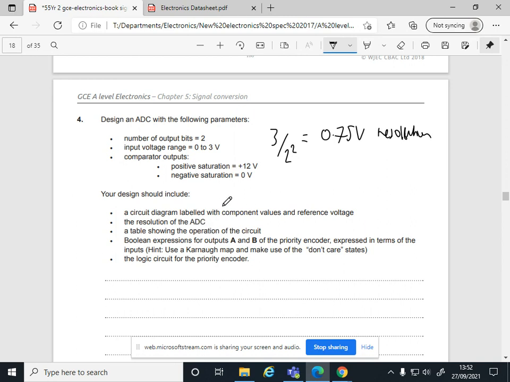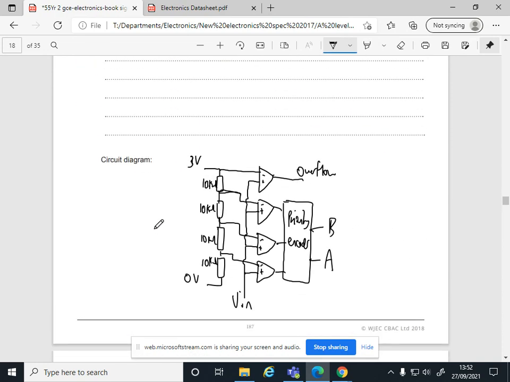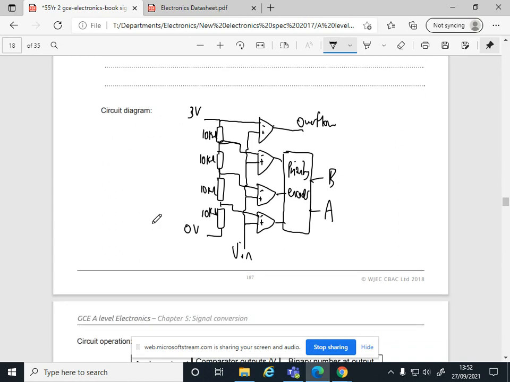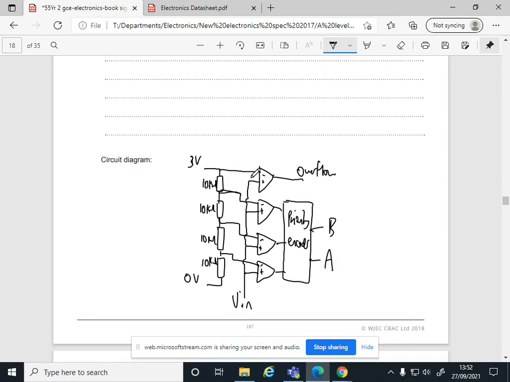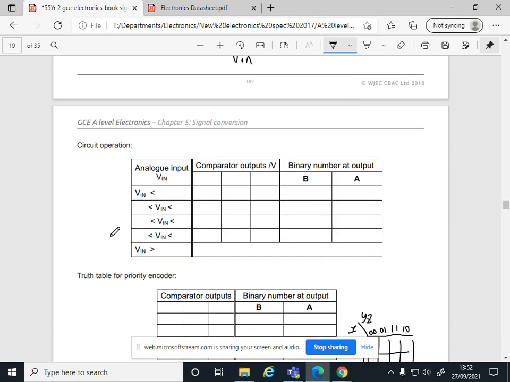Right, so what we need to do is first of all design it. At the end, we're going to look at some Boolean expressions. So let me show you how to do this. There's your design. So we've got 3 volts at the top. I've added the overflow indicator. Can't remember if it specifically asks for that, but I'm adding it in anyway. There's your priority encoder, so we're going to have to work this out in a bit. And the resolution is 0.75 volts, so it's even-sized resistors there. So that's that one. Hopefully that makes sense.